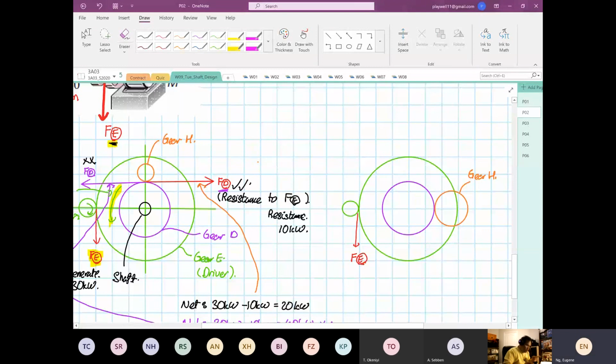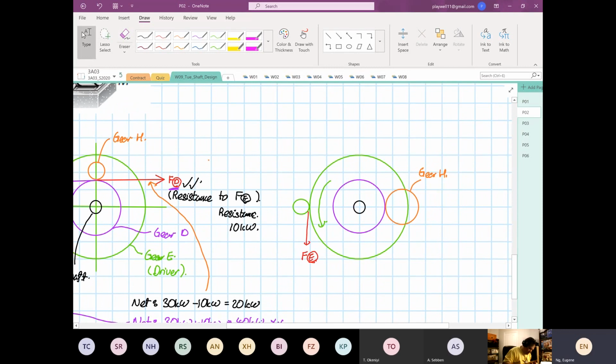And we know the rotation of the shaft will still be in this direction, yes or no? You have to watch the rotation of the shaft. Okay, so if this is our shaft, right? Now, this is our gear D.